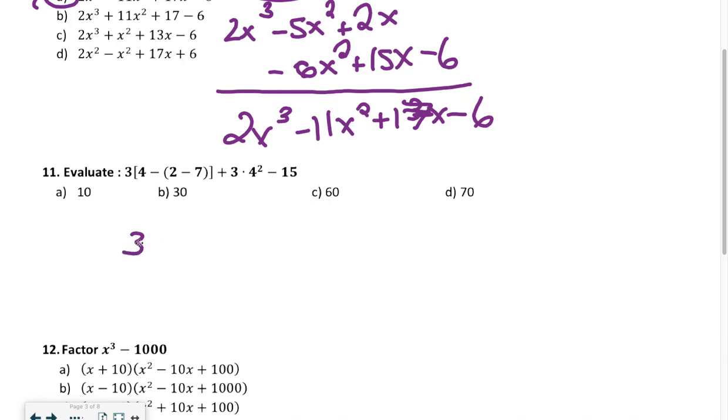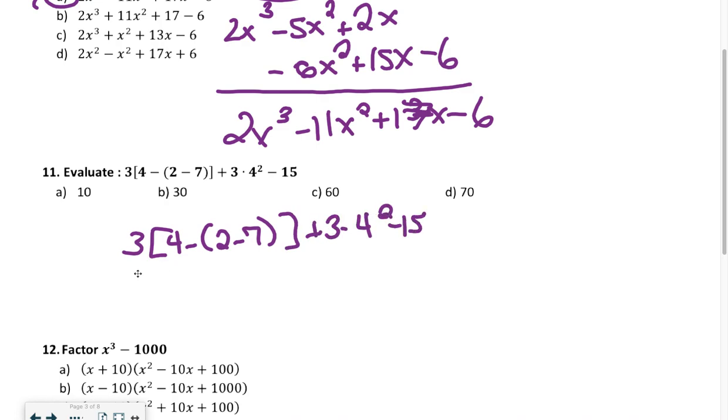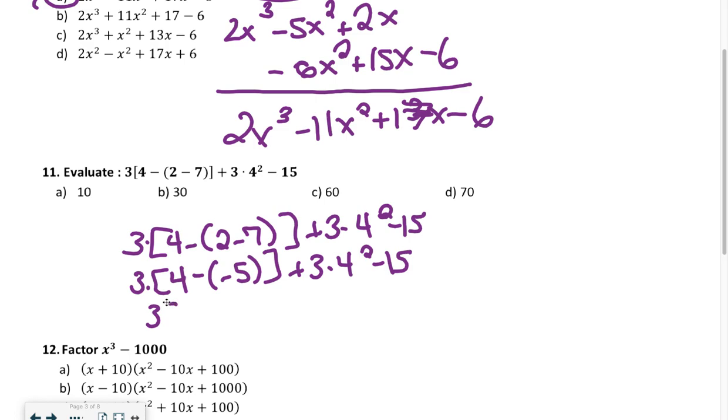Another order of operations question. So brackets would be the same like parentheses. We want to do what's inside of the brackets first. Okay, so 3, remember there's a times here. 4 minus negative 5. 4 minus negative 5 would be 9.